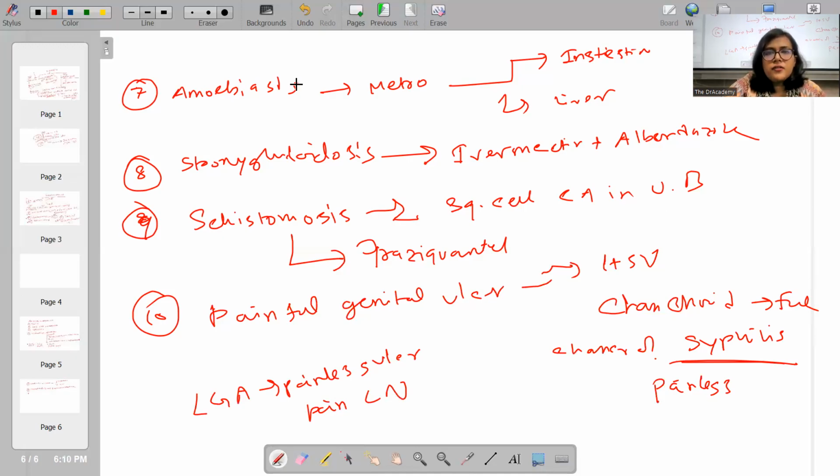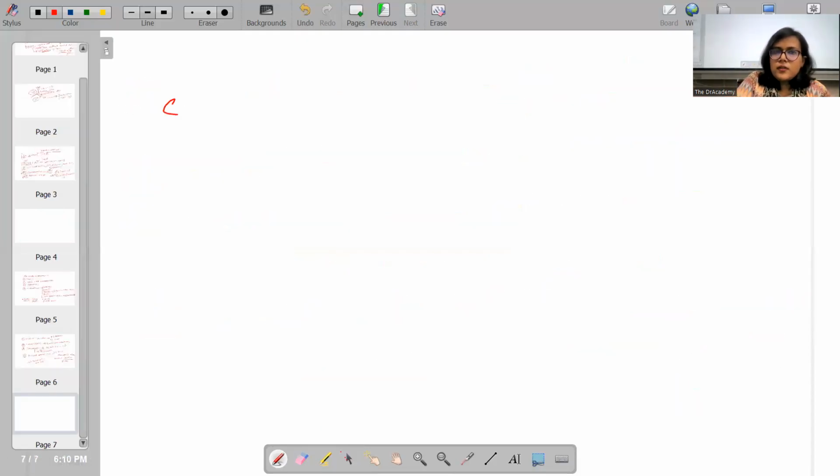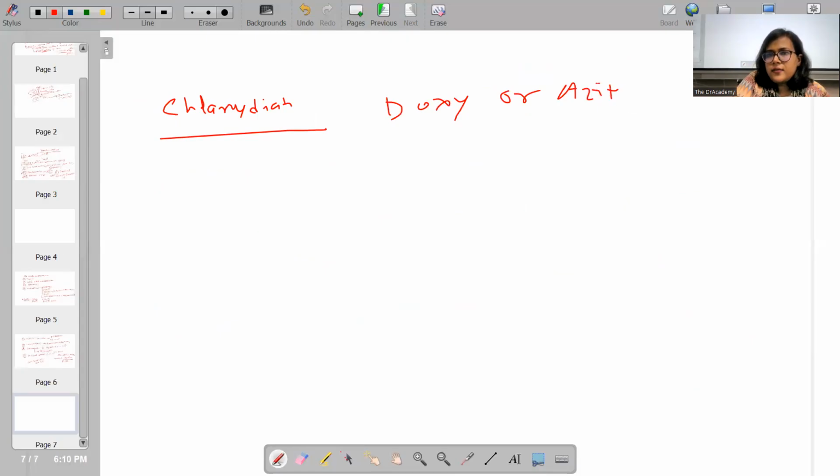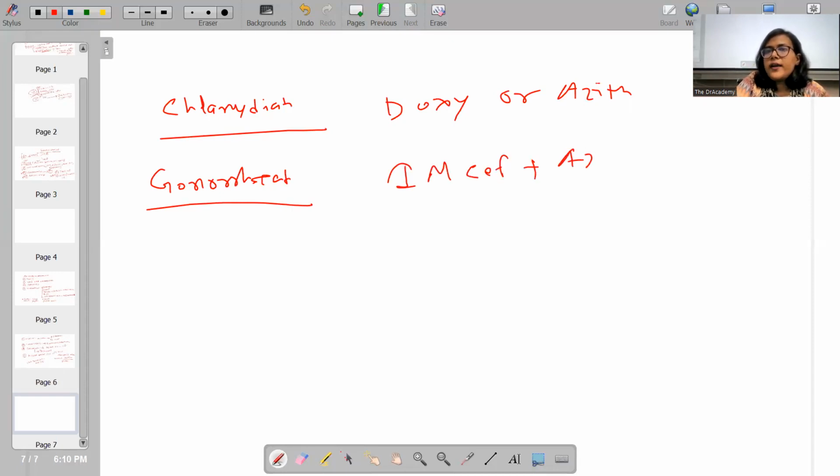Chlamydia infection treatment. Doxy, or a single dose of azithromycin. Okay. Gonorrhea. Intramuscular ceftriaxone plus azithromycin. Why is azithromycin given? To cover the chlamydia infection. Partner notification is very important for any of these sexually transmitted infections.